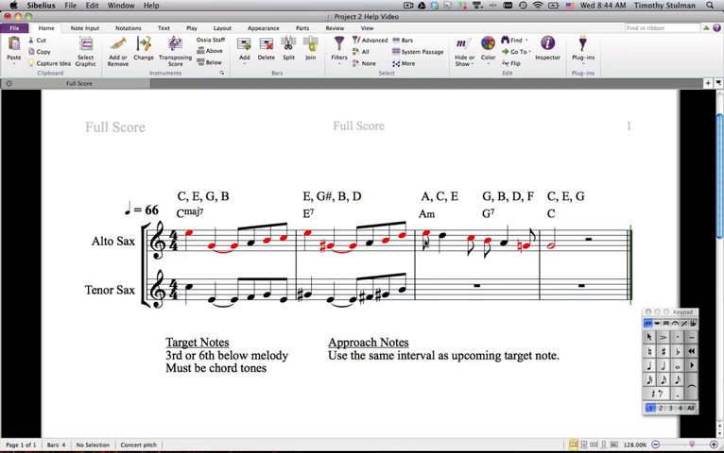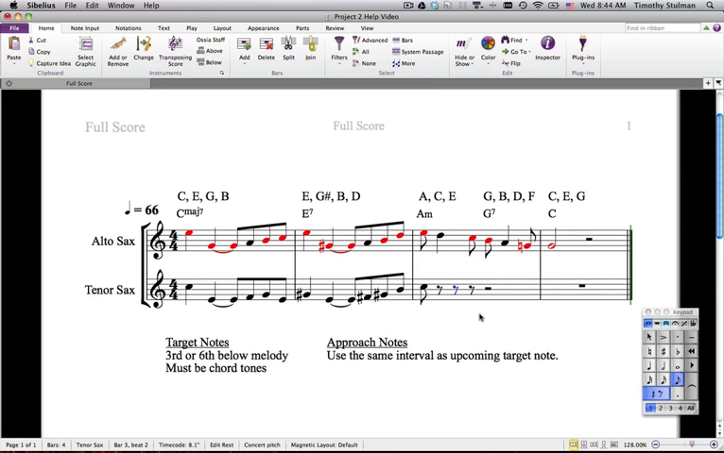Moving on to the A minor. A third below is C. A sixth below is G. G is not a chord tone, so we can't use that. The next target note is the C. A third below is an A, and a sixth below is an E.